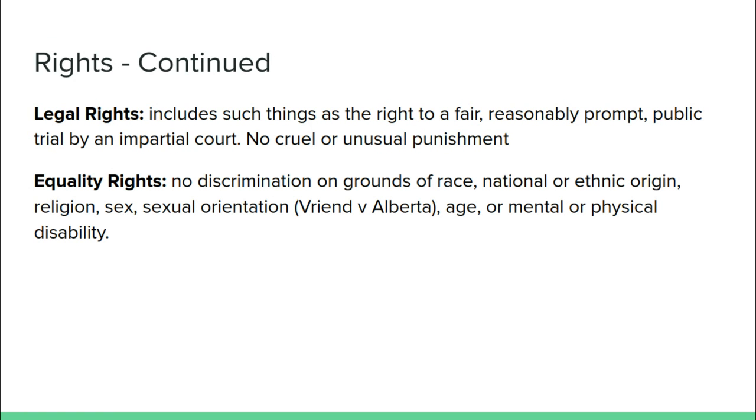Equality rights: no discrimination on the grounds of race, ethnic origin, religion, sexual orientation. This was what I was referring to before. While it is not covered by the Charter itself, there are certain cases, in this case, Vriend v. Alberta, in which, again, discrimination based on sexual orientation is prohibited. Also, age, mental or physical disability.